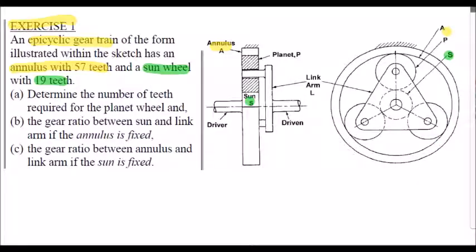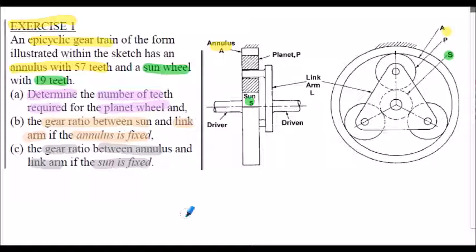The first part asks us to determine the number of teeth required for the planet wheel, so think of the geometrical consideration there. Second part, we've got to find the gear ratio between the sun and the link arm if the annulus is fixed, very similar to the previous question. And finally, we've got to find the gear ratio between the annulus and the link arm if the sun is fixed. So different configurations. I'll take you through parts A and B, and then hopefully you have a go at part C on your own.